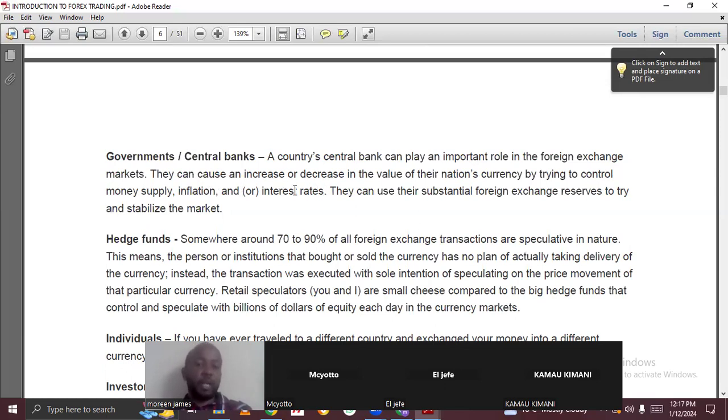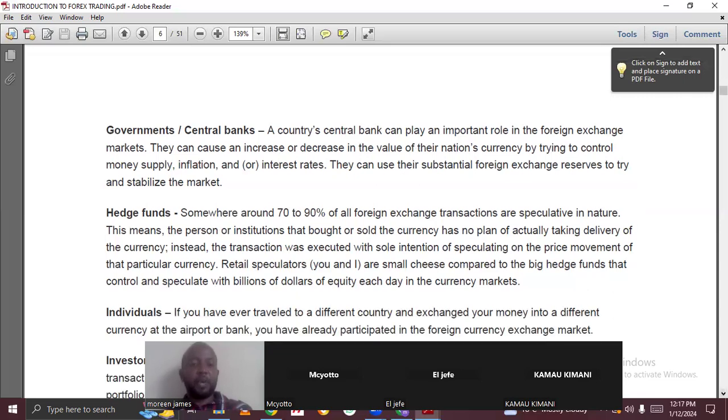So we are also going to be tackling this in depth, something called inflation, money supply, but mostly interest rates, because these interest rates are what govern the Forex market. This one we'll be tackling mostly in the next class when I introduce a little bit of what fundamental analysis is. They can use their substantial foreign exchange reserves to try and stabilize the market.